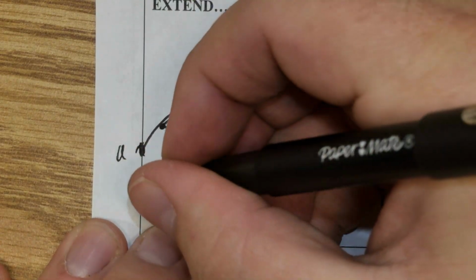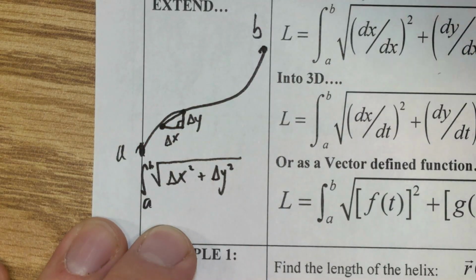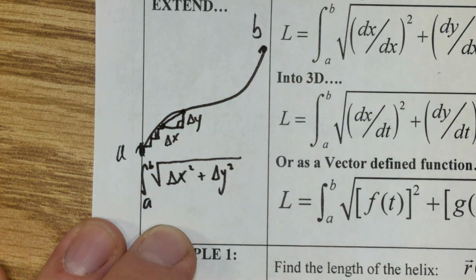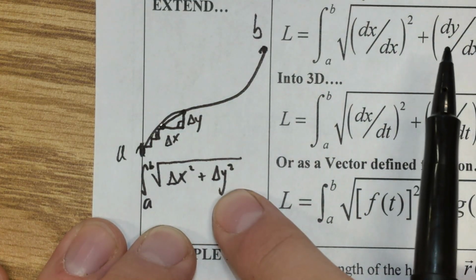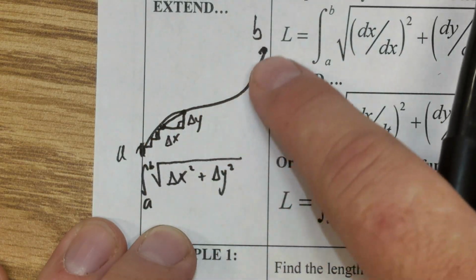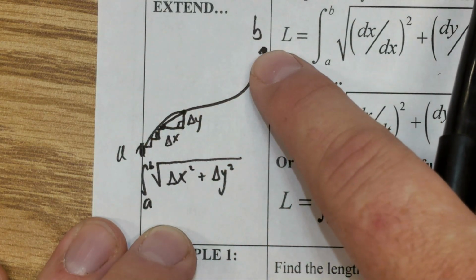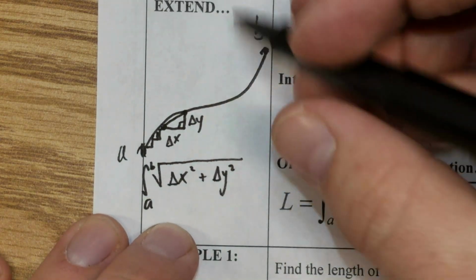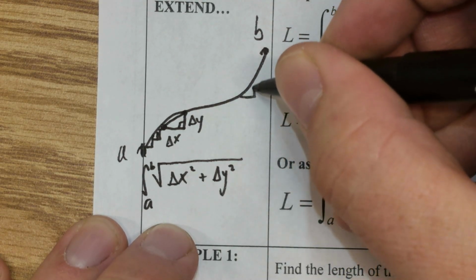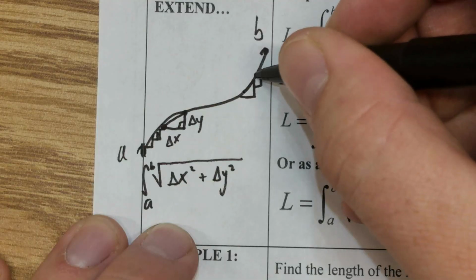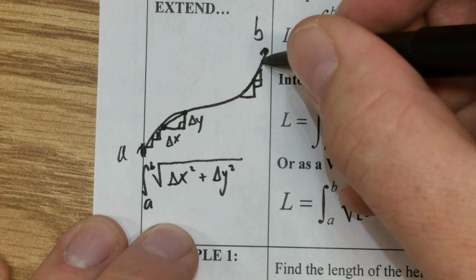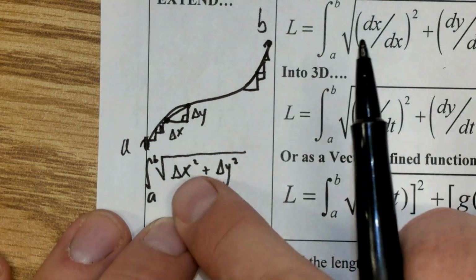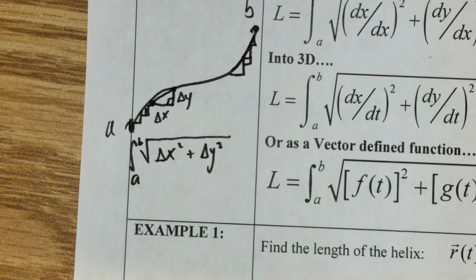But the thing is, I want the whole length of the curve from A to B. Well, in order to do that, I would have to integrate. That integral would make infinite little triangles, adding up all of these hypotenuses all the way from A to B, a beautiful infinite summation where I just keep building triangles and adding up all those hypotenuses.